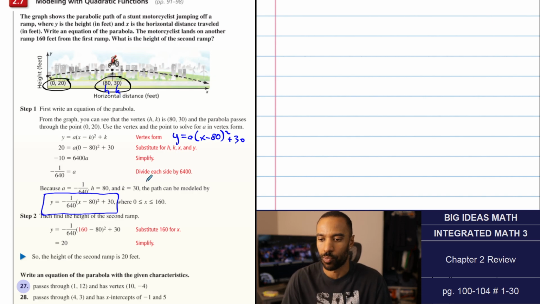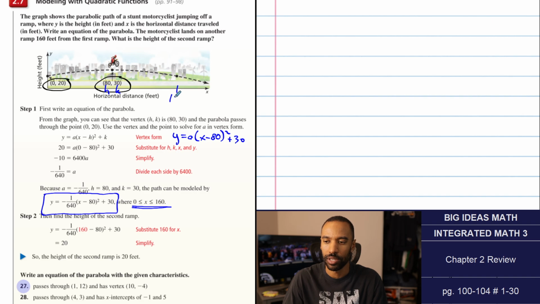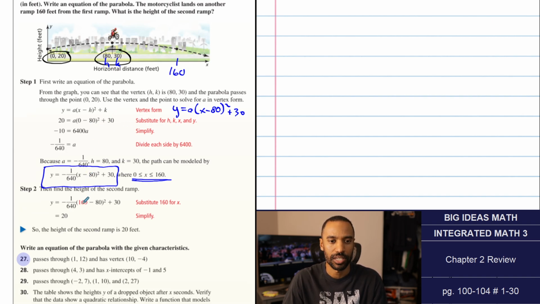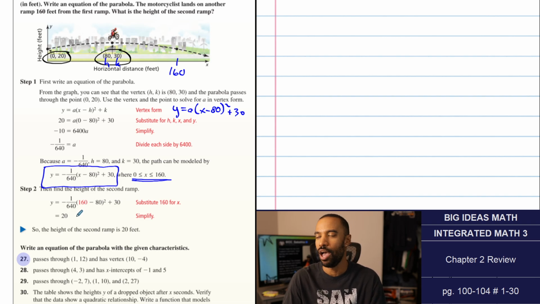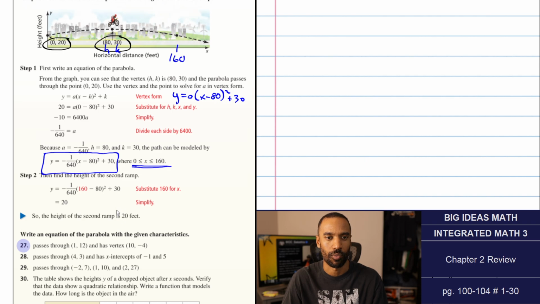So I guess that's why they do that. But they said find the height of the second ramp. So what they're going to do to find the height of the second ramp is, the second ramp's 160 feet away. They're going to substitute 160 for x and find out what y is with this model. So 160 plugged in for x. 160 minus 80 squared is 6,400. 6,400 divided by -640 is -10. -10 plus 30 is 20. And they get a height of 20 feet for that second ramp.